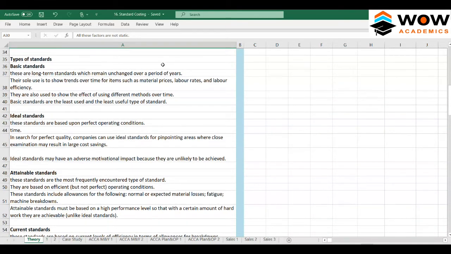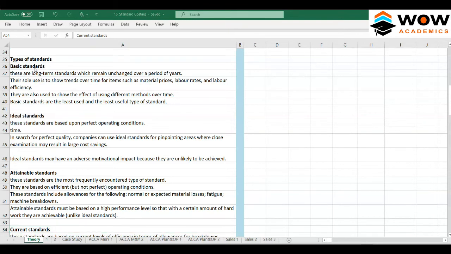Let's look at the different types of standards which are available. So there are four different standards available. Number one is basic standard, ideal standard, attainable standard, and current standard. Okay. So we'll start with what is a basic standard.